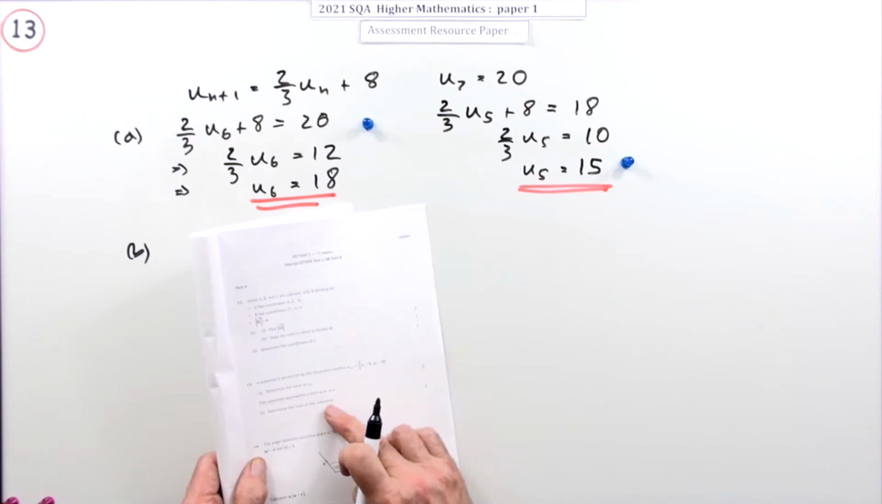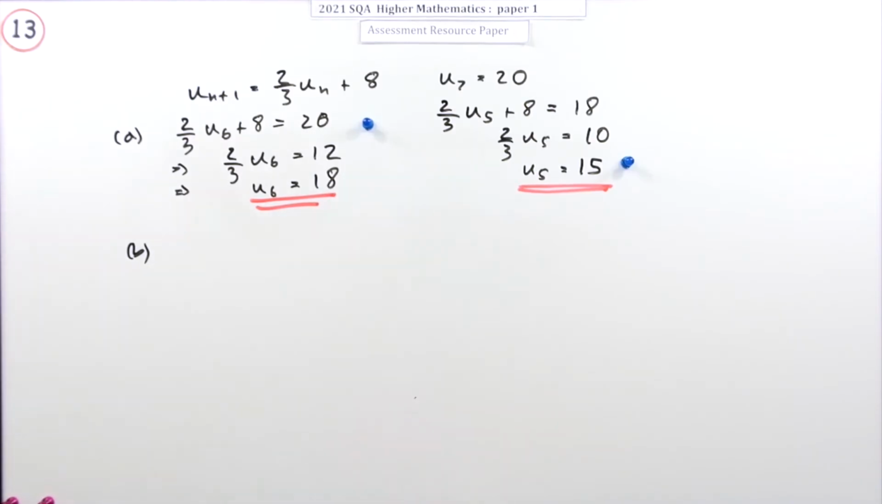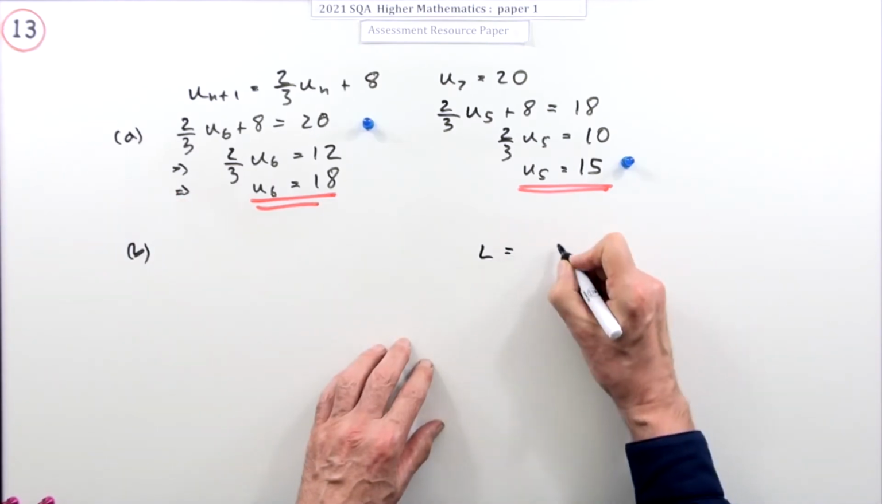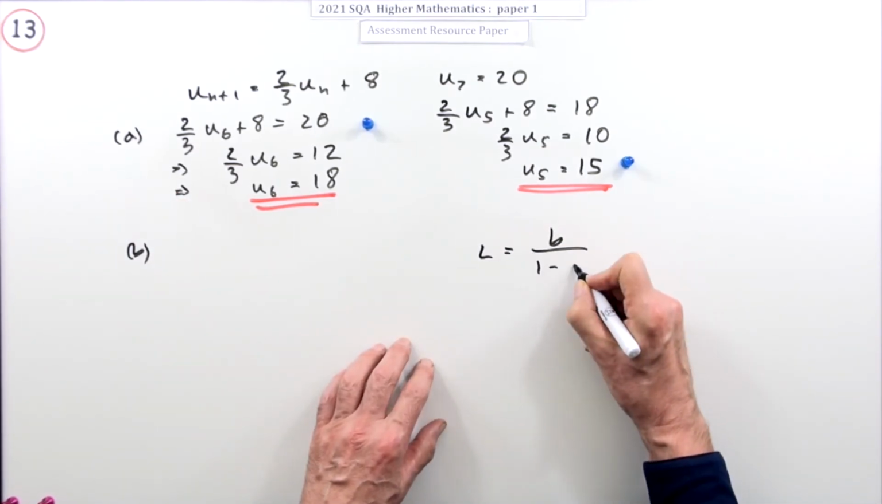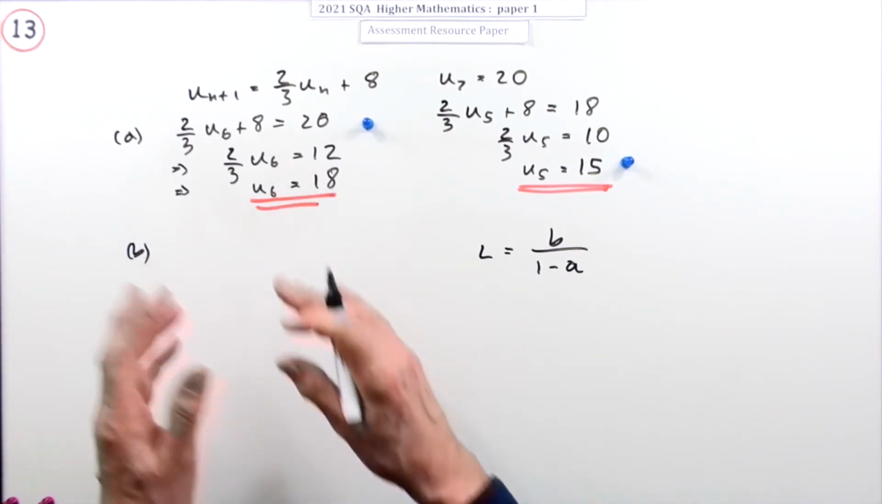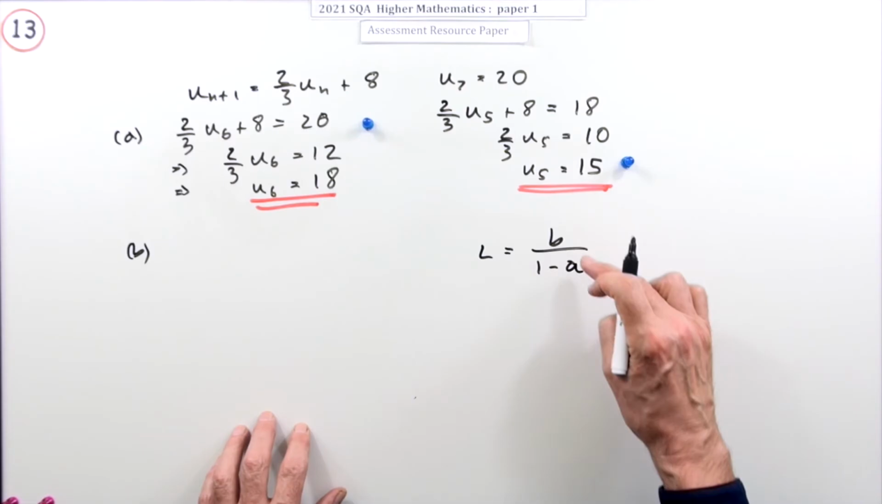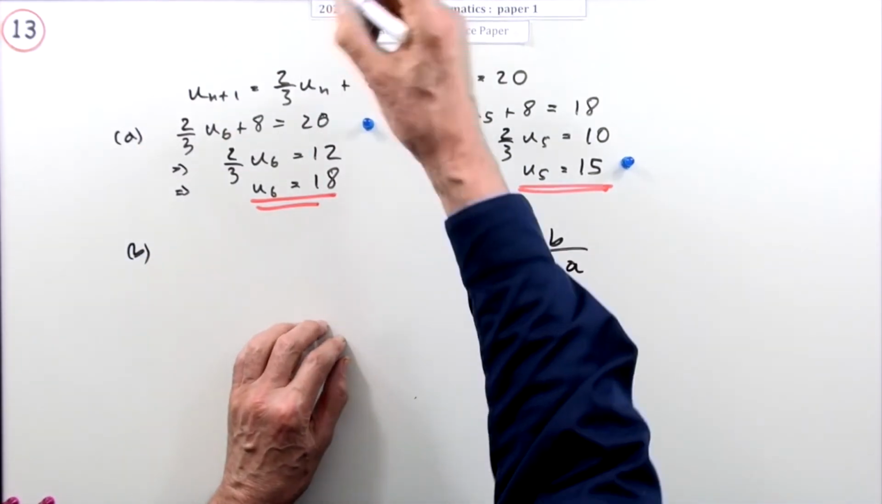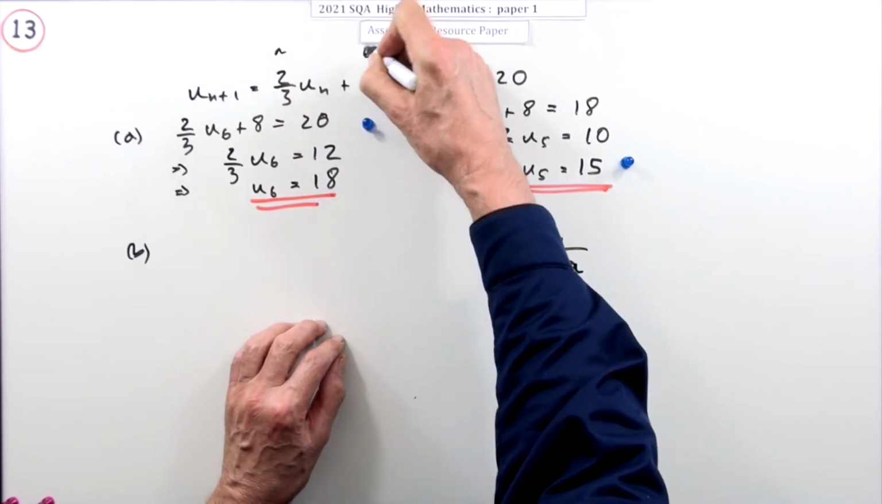Part B, determine the limit of this sequence for 2 marks. Well, there's 2 ways you can do that. There's a formula that goes L equals b over 1 minus a, but you don't need to remember that because you can just work it out by its actual meaning in the first place. Where the a and the b, that's the a and that's the b. The a is the factor and the b is the amount that's added.